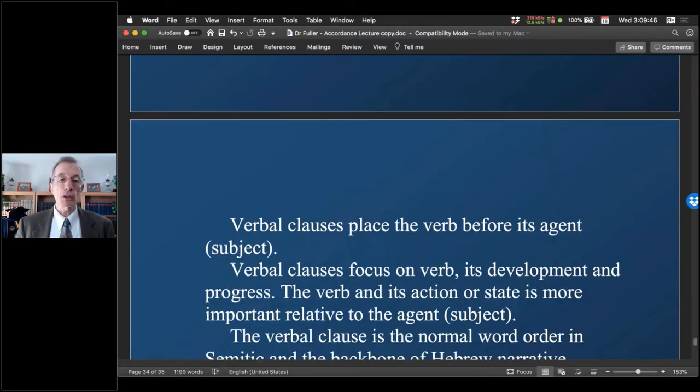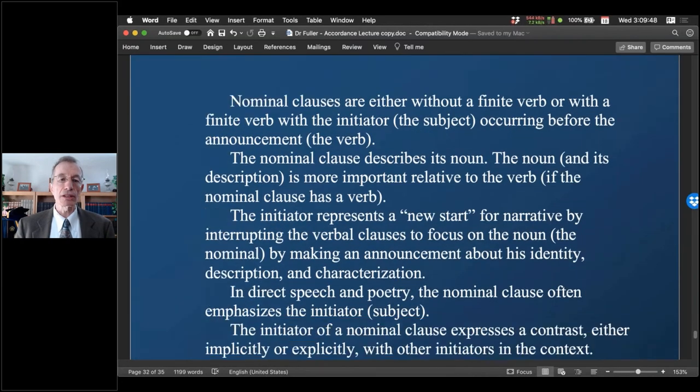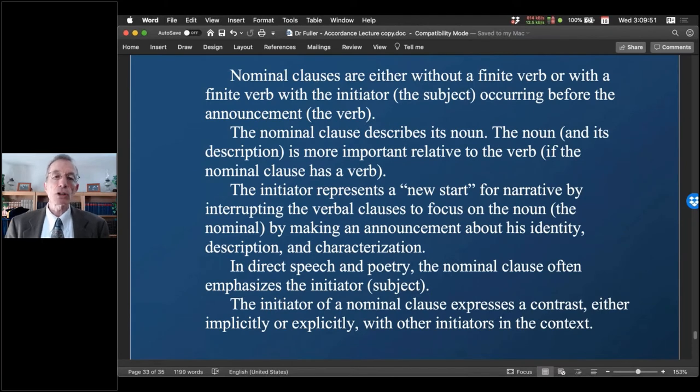Now let's look at the nominal clause. The nominal clause is a little more involved here. Nominal clauses are either without a finite verb. So if you just have a sentence with a bunch of nouns, let's say, that's a nominal clause to them. Or you can have a finite verb in a nominal clause, but if you do that, then the initiator or the subject must occur before the announcement, okay? That word order has to be that way.